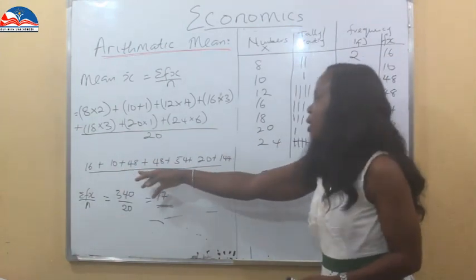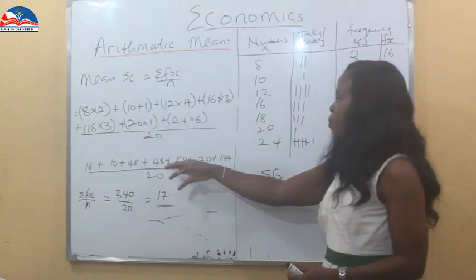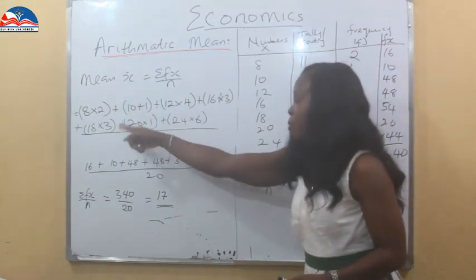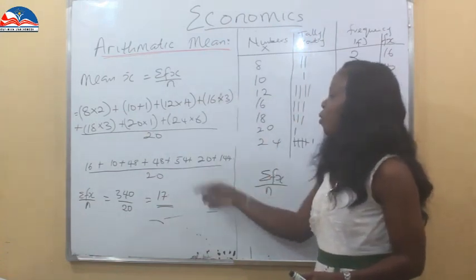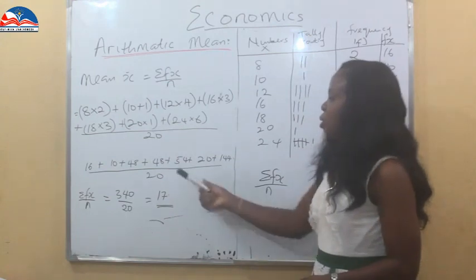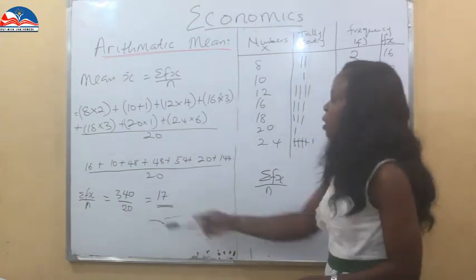16 plus 20 plus 10 times plus 48 plus 48 plus 54 plus 20 plus 144. That's all you have times out from here. Sum them up all over 20. When you sum them up, it's going to give you 340. When you divide it by 20, it's going to give you 17, which is the mean.